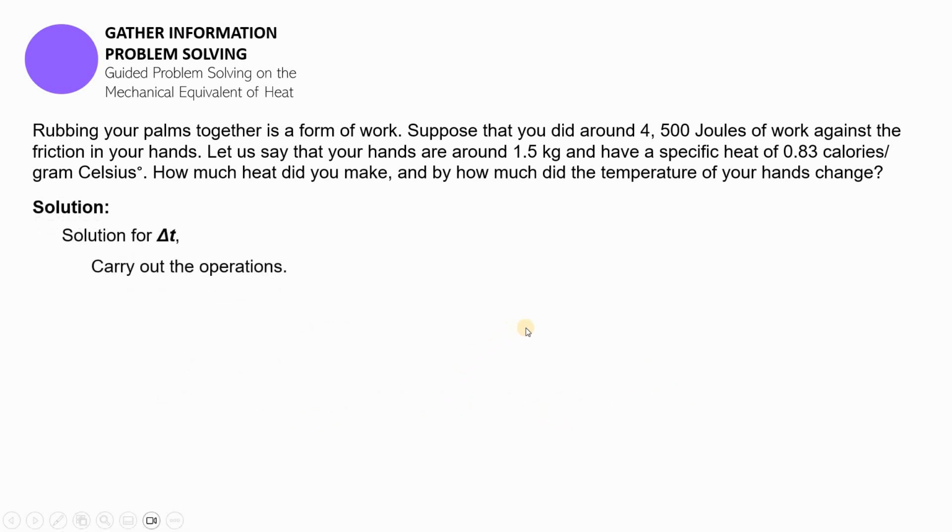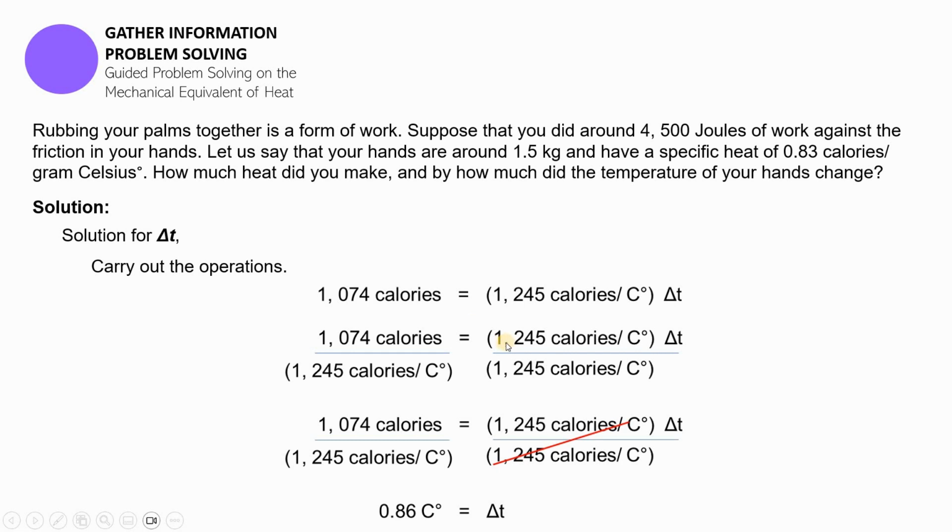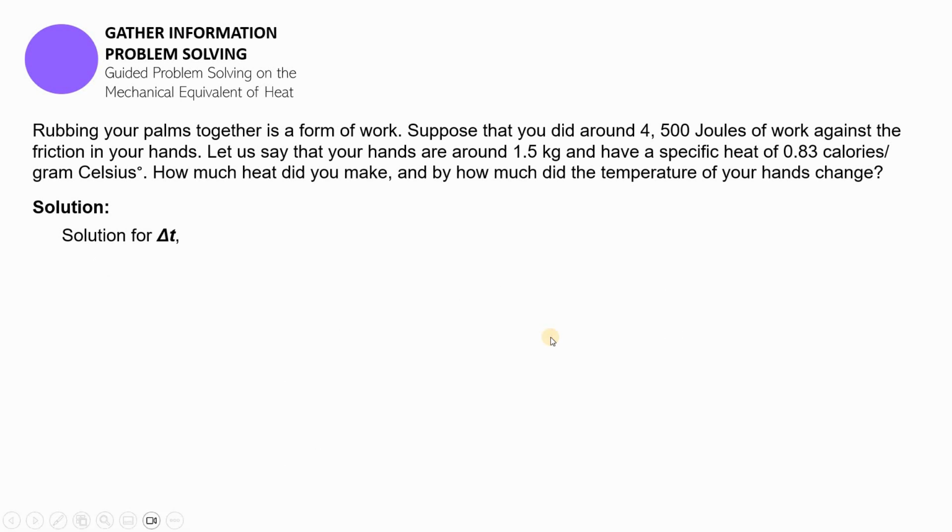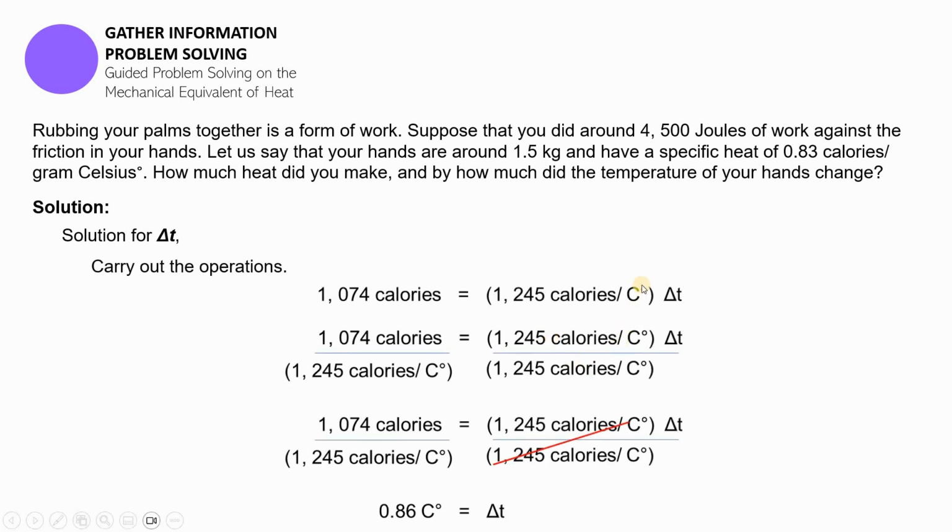Now, carry out the operations, and we have the following. So first, we are going to cancel out 1,245 calories Celsius degree from this side of the equation by dividing both sides by itself. Okay, and then what we will be left with is 1,074 calories divided by 1,245 calories Celsius degree.